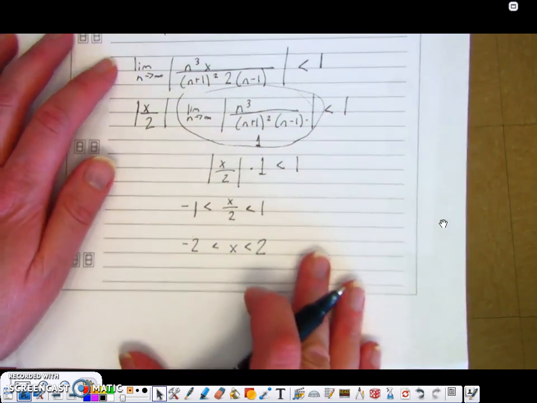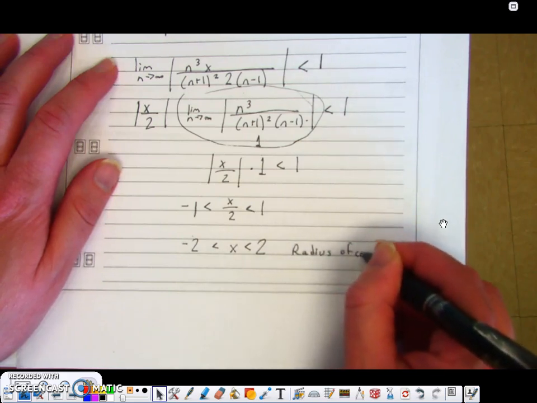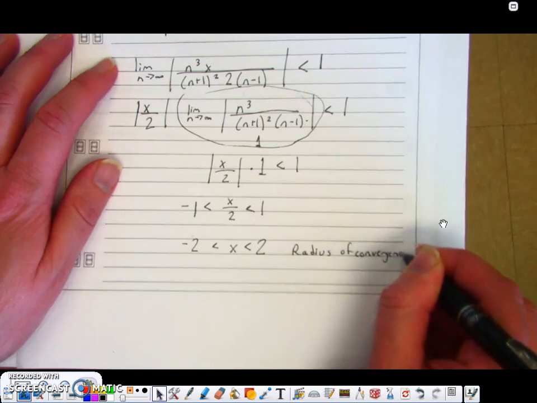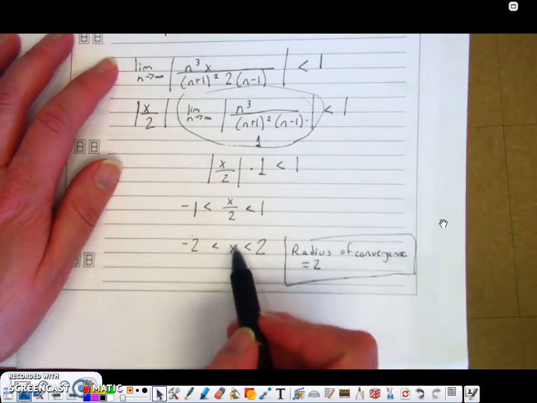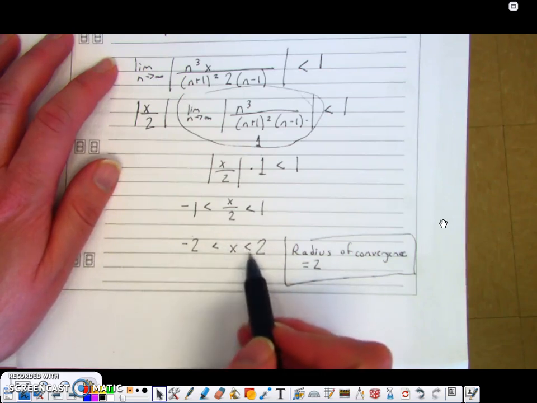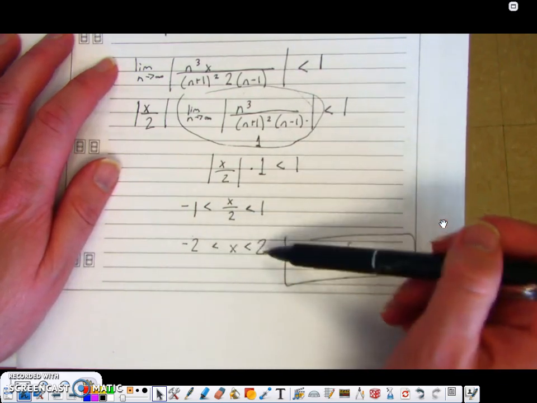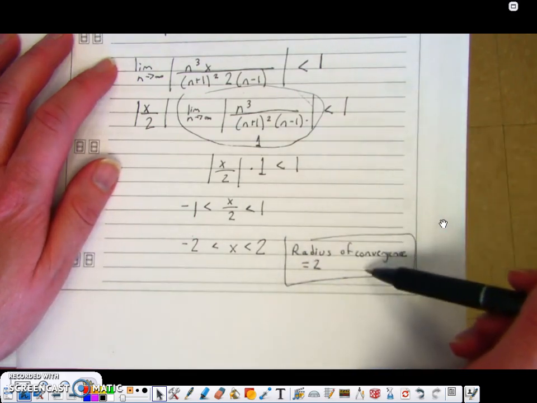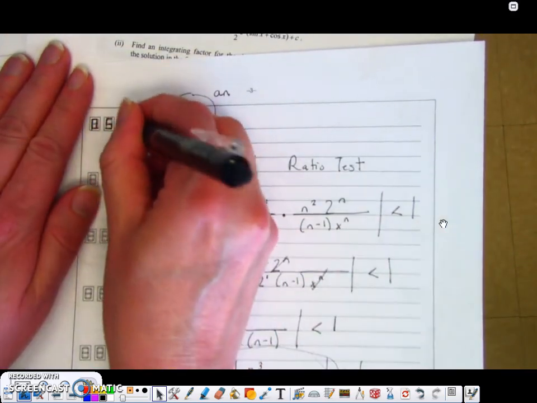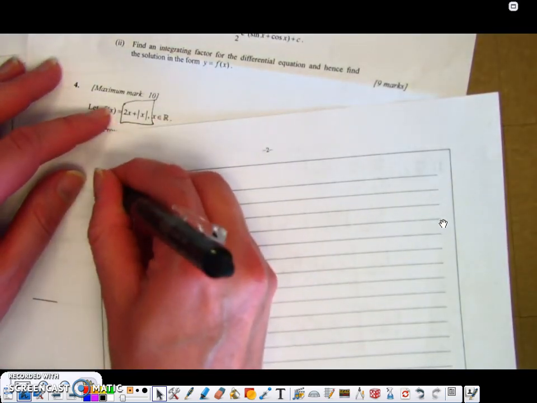So that means the radius of convergence equals 2. Think of it as a circle with 0 in the middle, going 2 up and 2 down from that. So that's your radius of convergence. We actually don't know whether it converges on the endpoints, and that's what we're finding in the next part. So we have completed part A, the radius of convergence. Now we're going to do 5B.